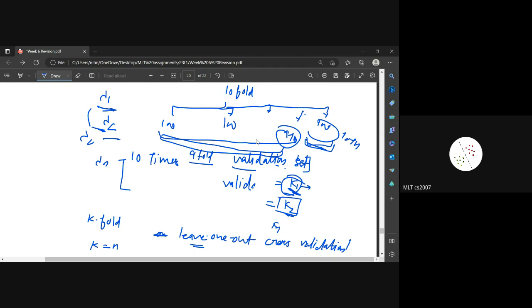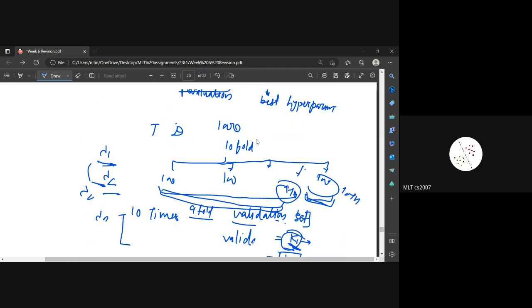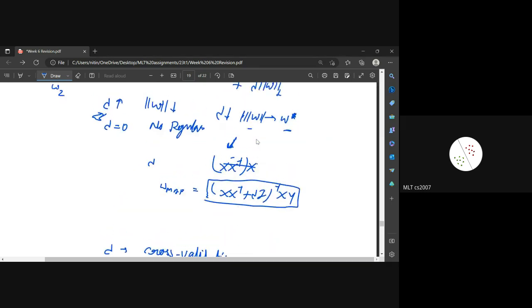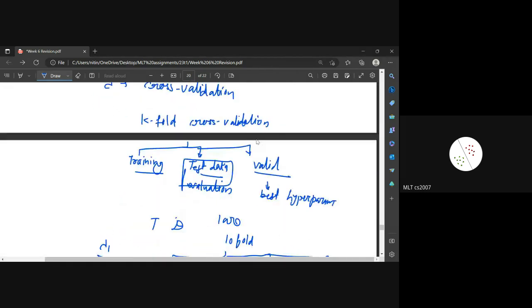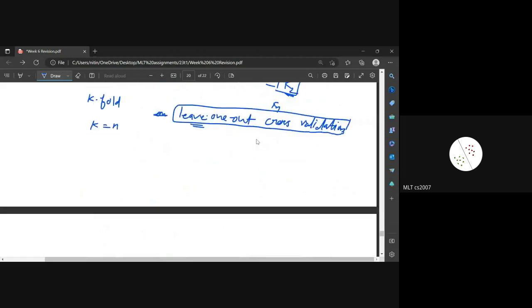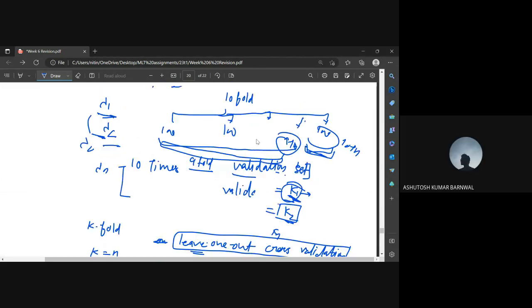Okay, generally this one is not used. There are different techniques for cross validation. This is the only one we have discussed. There are many that we will discuss, probably in the new practice course.